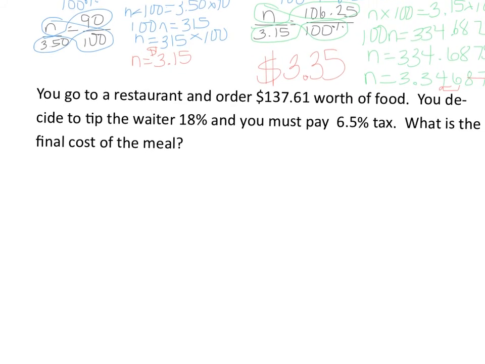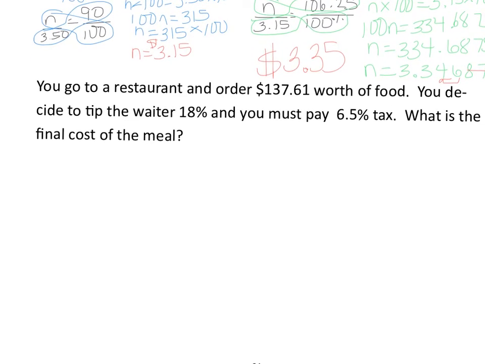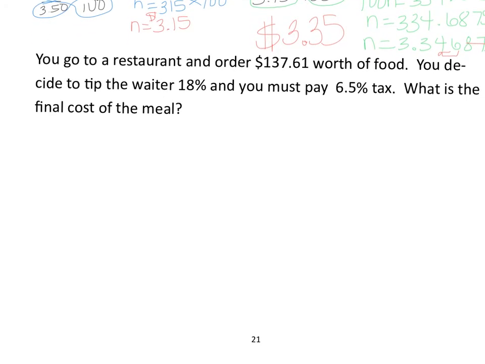Now for the second and final one on real world percents. You go to a restaurant and order $137.61 worth of food. You decide to tip the waiter 18% and you're going to pay 6.5% tax. What is the final cost of the meal?